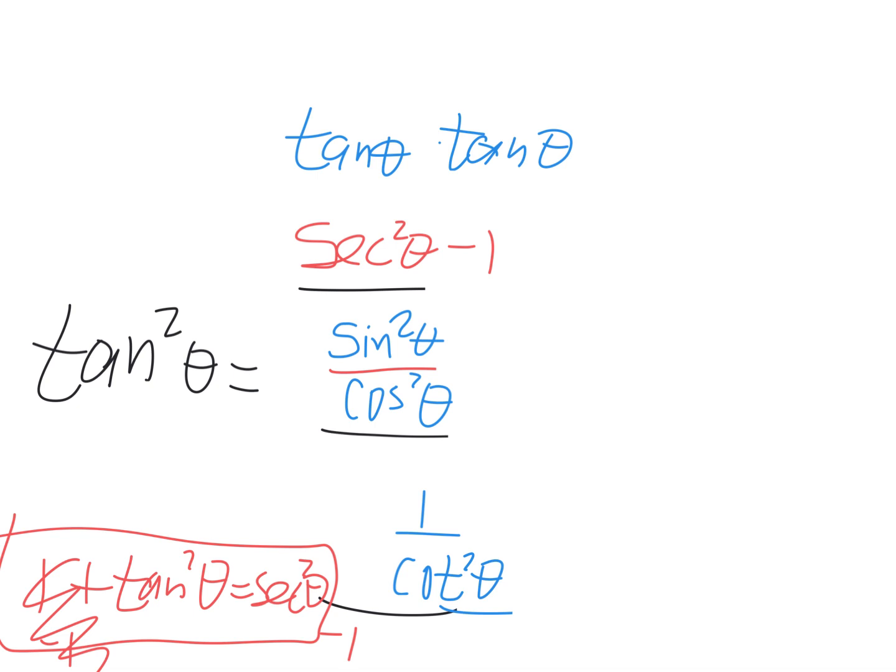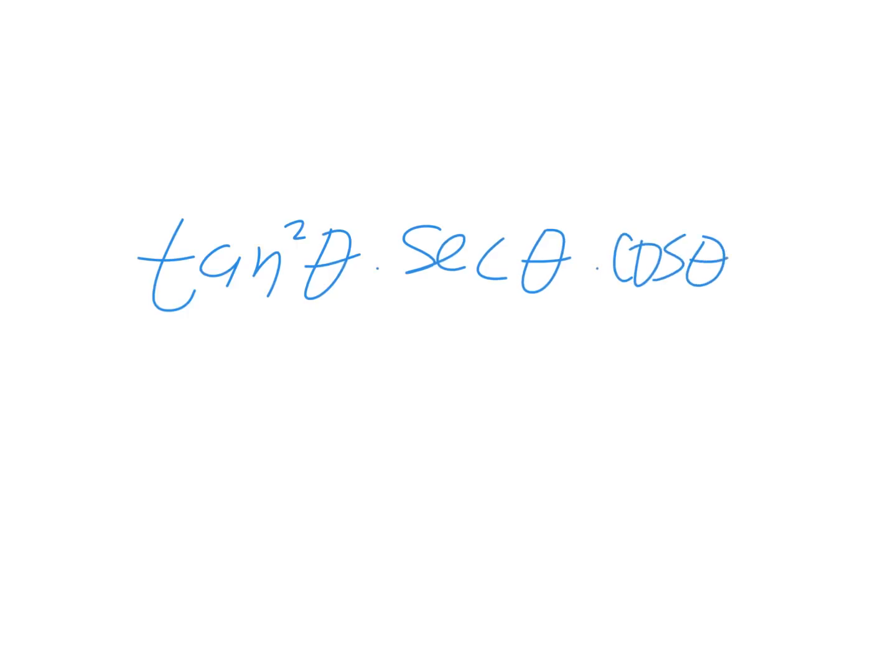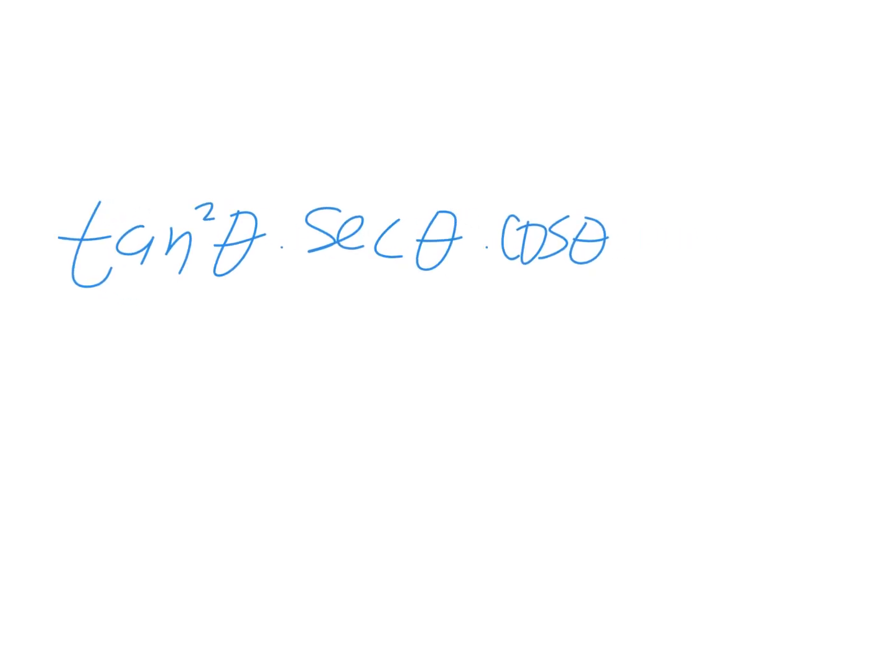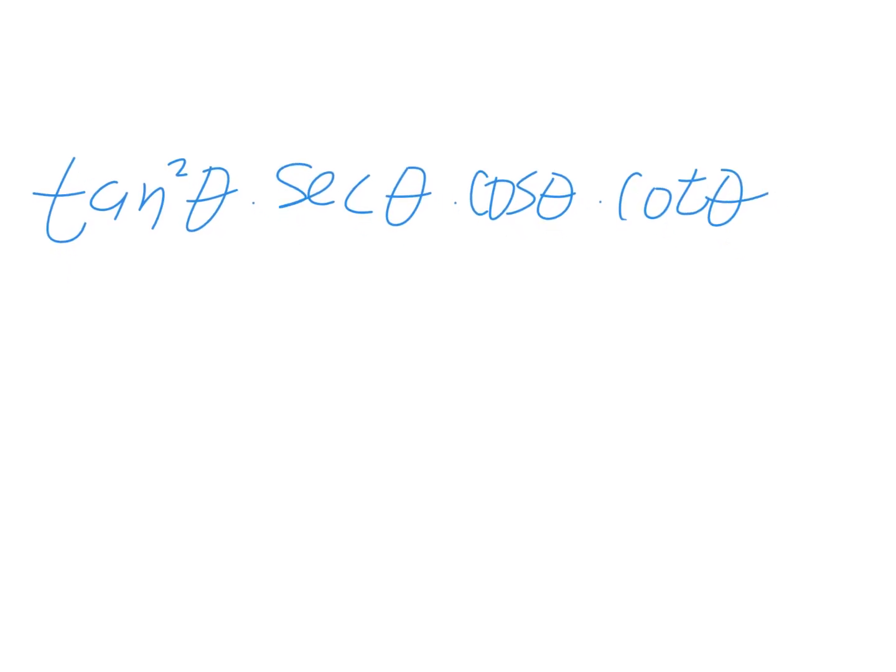All right. So if, for instance, I had tangent squared times secant times cosine times cotangent, everybody write this one out. Whenever there's just a big line of them like that, they're usually looking for you to swap them out with sister functions.